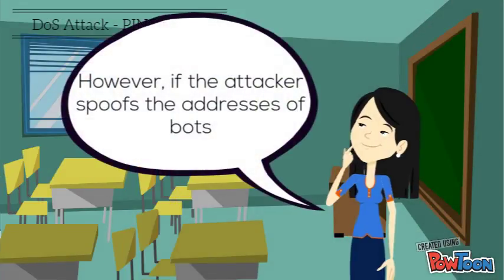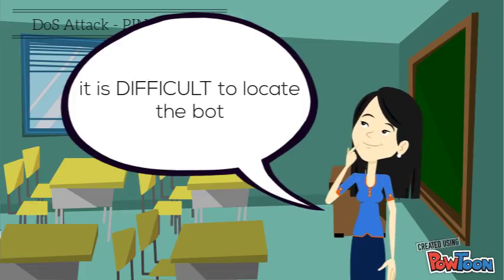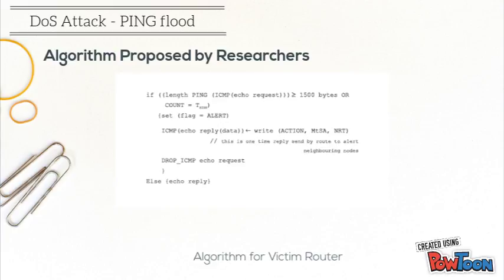However, if the attacker spoofs the addresses of bots, it is difficult to locate the bot because the alert message will reach the spoofed address which is not participating in the attack. These are algorithms proposed by researchers.